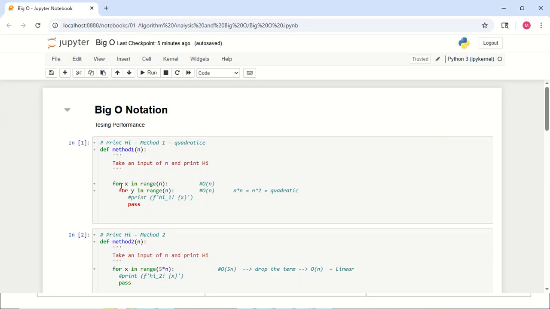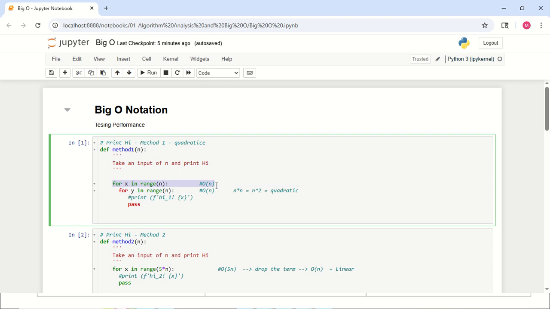I've already ran this. So here you want to first evaluate the problem just by looking at it. The first line is going to execute n times. The second line is going to execute n times because that's what's in the range. So n times n is n squared. That's the definition of quadratic.